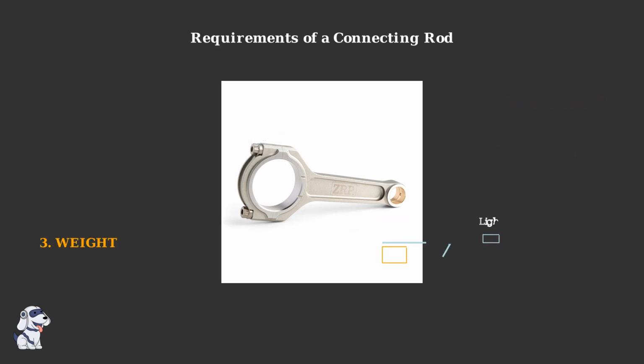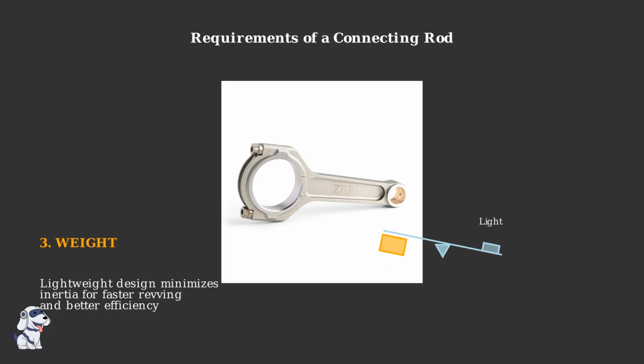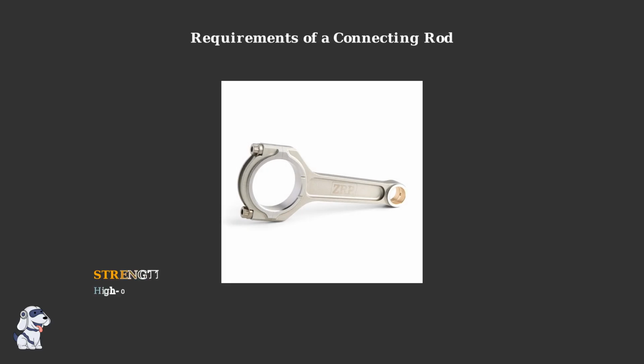Third, connecting rods must be lightweight to minimize inertia. Reducing reciprocating mass allows the engine to rev faster, operate more smoothly, and achieve better fuel efficiency. These three requirements, strength, precision, and weight, must be carefully balanced in connecting rod design. Modern connecting rods use advanced materials and manufacturing techniques to achieve this optimal combination of properties.